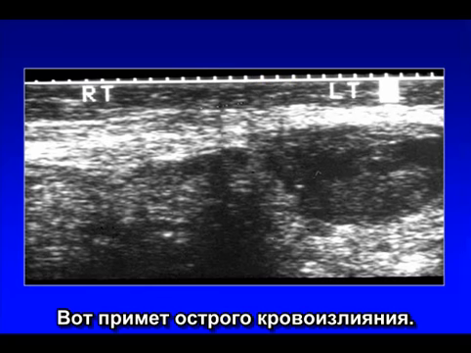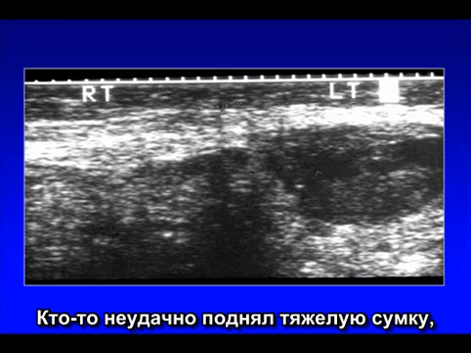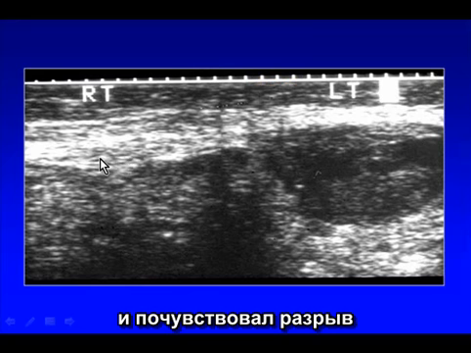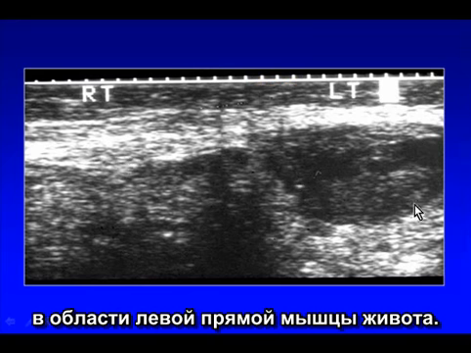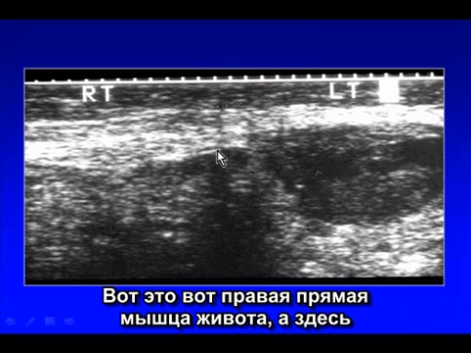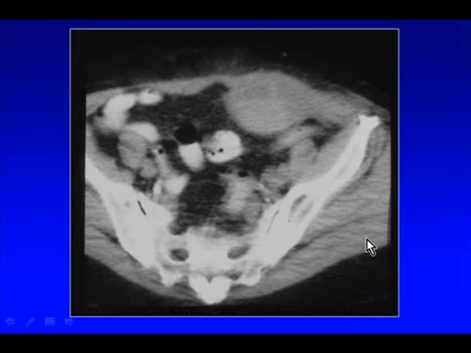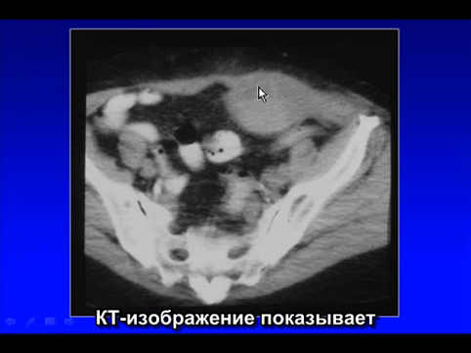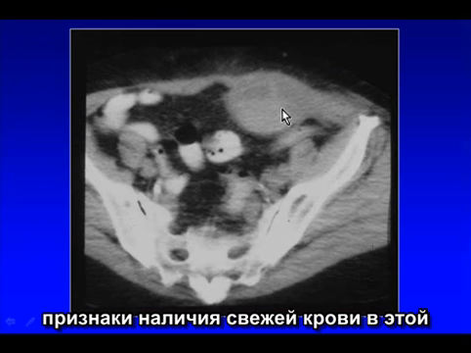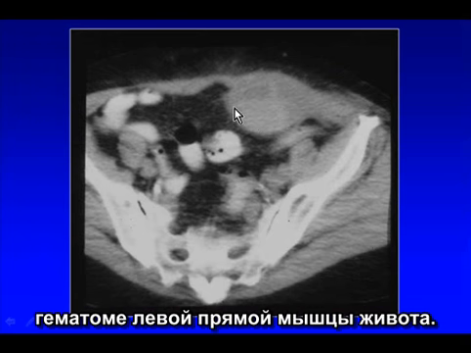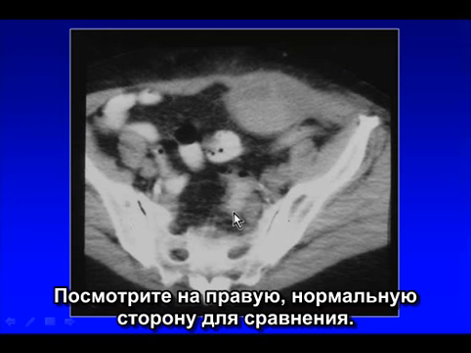Here's an example of an acute hemorrhage. Somebody was lifting grocery bags and felt a tear, and in the left rectus abdominis, here's the right rectus abdominis, and the left there was a big hematoma in the rectus sheath. Here's a CT showing some layering of acute blood within this left rectus hematoma. Again, compare it to the normal right side for comparison.